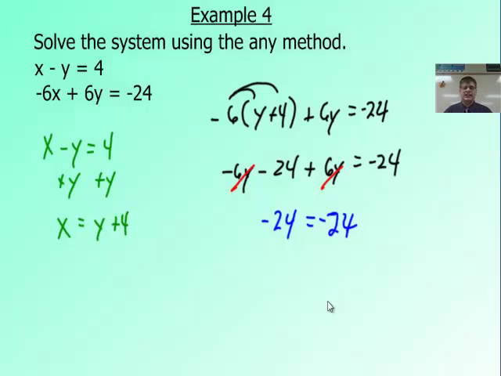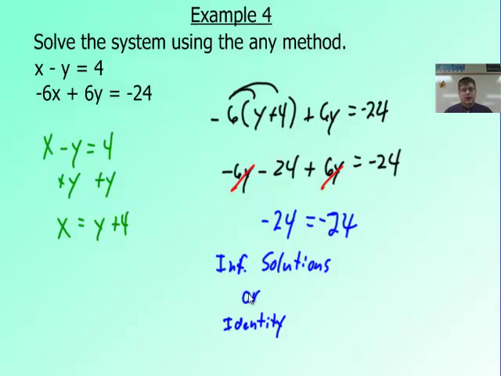This is algebra. Now, since the variables have taken themselves out and we're left with a true statement, that means we are going to have, well, an infinite number of solutions. Infinite solutions. Okay? Another way to write that is identity.